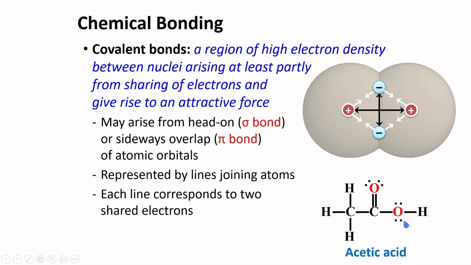Same way with this oxygen bonded to a hydrogen and another carbon. With 2 lone pairs equaling 4 electrons and 2 bonding pairs, oxygen can have an octet of electrons.